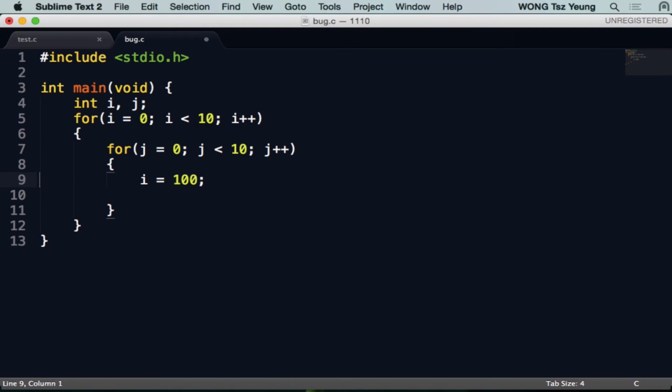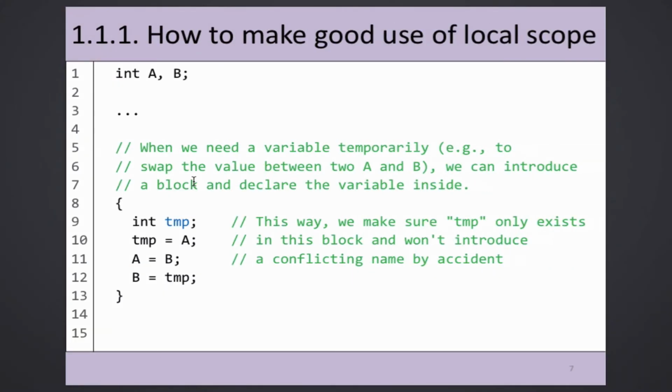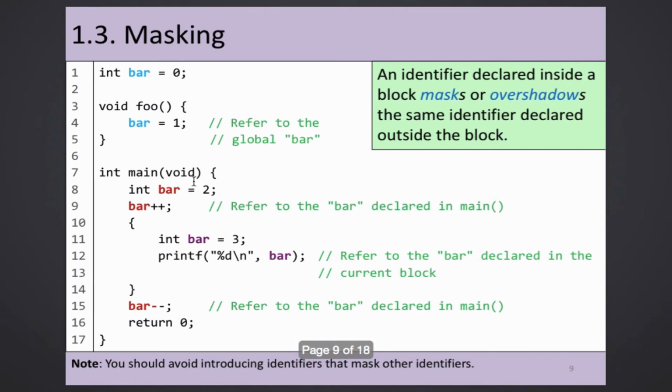And what is the phenomenon here? The phenomenon here is called masking. I use the inner variable to mask the outer one. Remember this: masking. Now how about line 1?